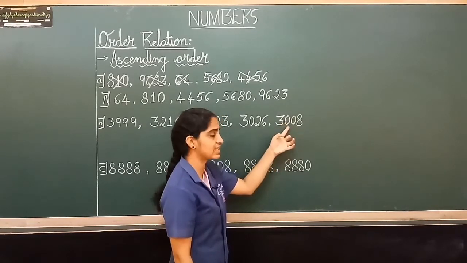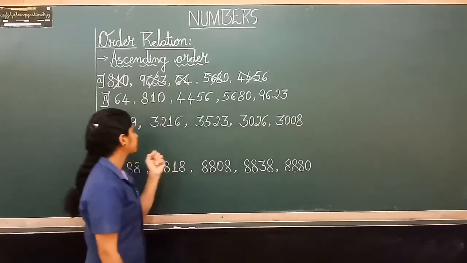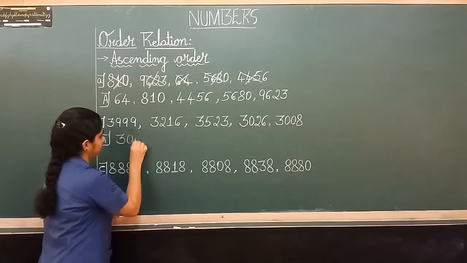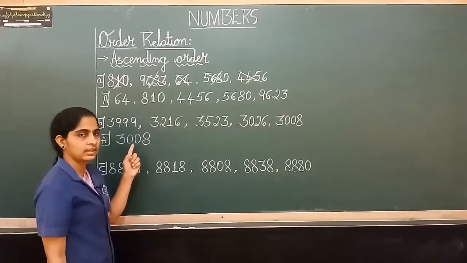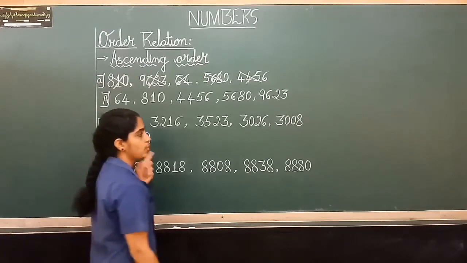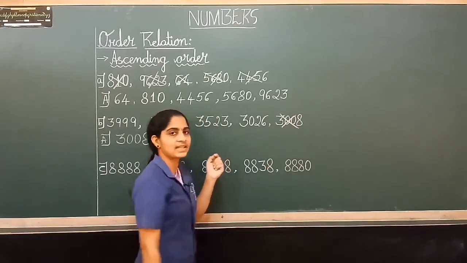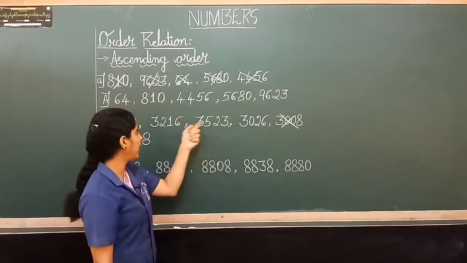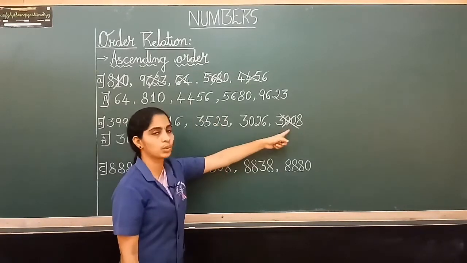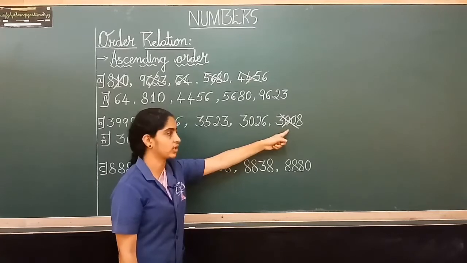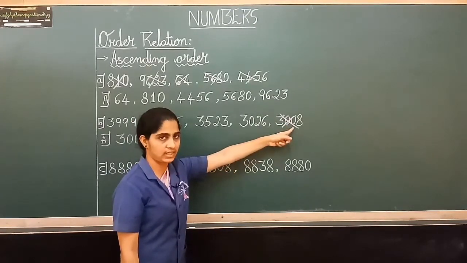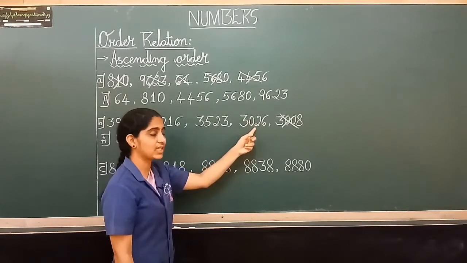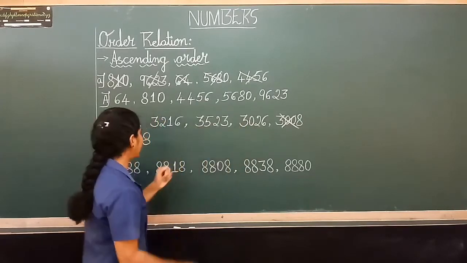So we have to write this 3008 first. Let's write that one. 3008 is the smaller number. Which is the next smaller number? Yes, we have already compared, right? Compared to all these numbers, these two were the smaller numbers we got. In that one, this was the smaller number which we have already written. So the next smaller number is this, 3026. So let us write that number.